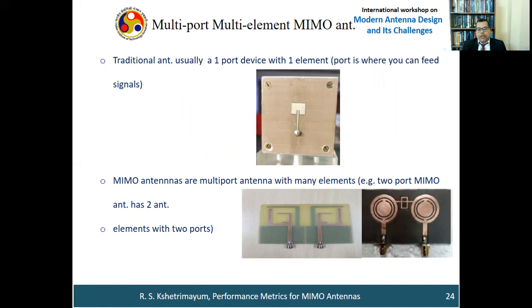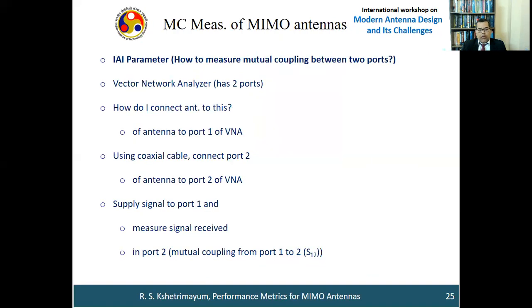Traditional antennas usually have a single port and a single radiator. But MIMO antennas usually have multiple ports and multiple radiators. This is one radiator, another radiator. This is one port and another port. So this is a two-port, two-element MIMO antenna. All MIMO antennas usually have multiple ports and multiple elements, so the performance characterization of a MIMO antenna is a little different from traditional antennas.